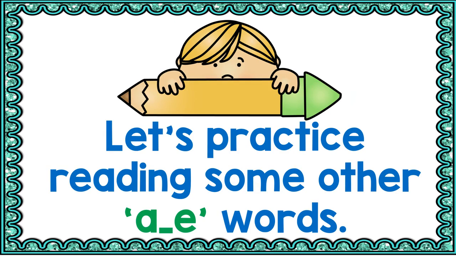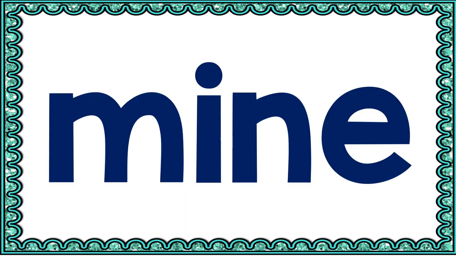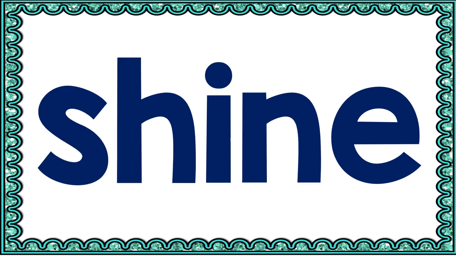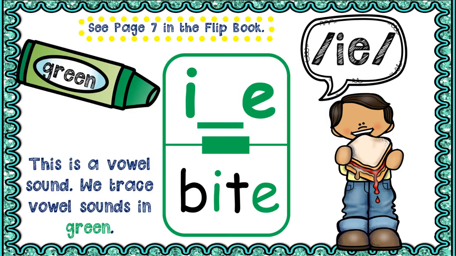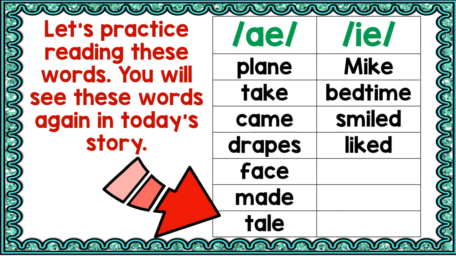Now let's practice reading some other words. Mine. Shine. Sh, I. Ride. I, D. Remember, the sneaky E at the end of a word makes that long vowel, so that I is going to say its name.